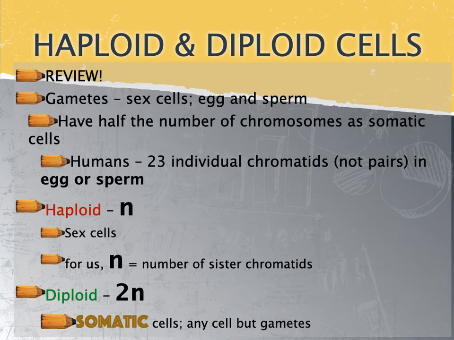Gametes are the sex cells, either the egg or the sperm. They have half the number of chromosomes as the rest of the somatic or body cells. In humans, that's 23 individual chromatids, not pairs of chromosomes, in the egg or sperm, depending. They're haploid. Haploid is represented by the little letter N, found in the sex cells or gametes. And for us, N equals the number of sister chromatids. Diploids are represented by 2N, and that's the somatic cells, which is any other cell in the body but the gametes.